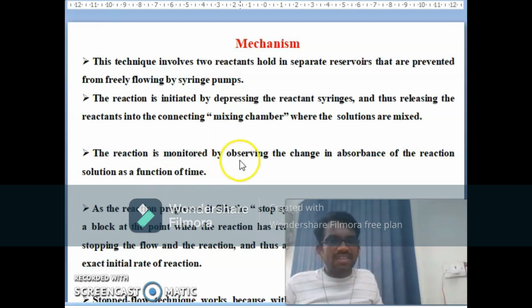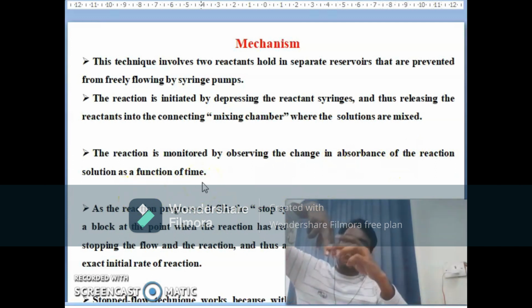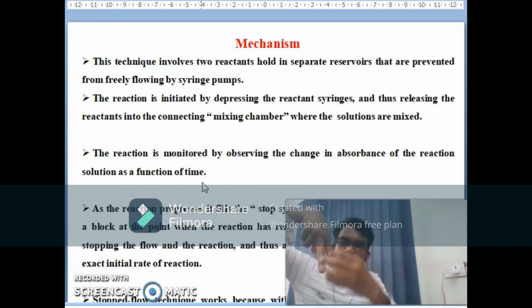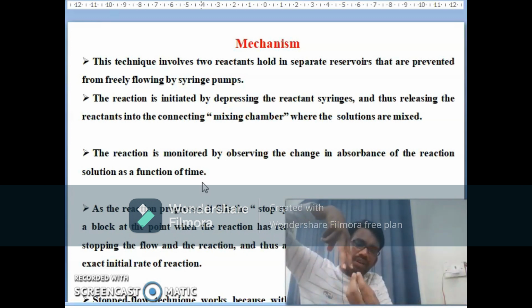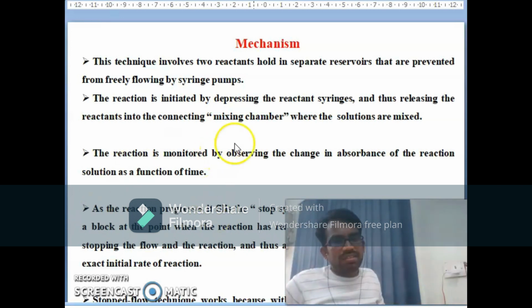The reaction is monitored by observing the change in the absorbance of the reaction solution as a function of time. When solutions A and B are depressed, both solutions come and are added into the mixing chamber, and then you can start the observations. The mixing chamber is nothing but an observation cell. Depending on how it changes with time after you mix the two solutions, what is happening will be detected by fluorescence or absorbance, depending on our instrument setup.